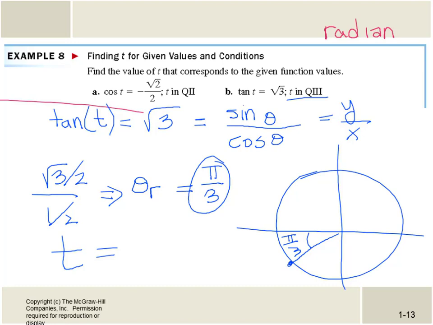Not 2 pi minus pi over 3. Yeah. Not 2 pi over 3. What quadrant is 2 pi over 3 in? Quadrant 2, exactly. So it can't be there. It's in quadrant 3, so it can't be 2 pi minus pi over 3.